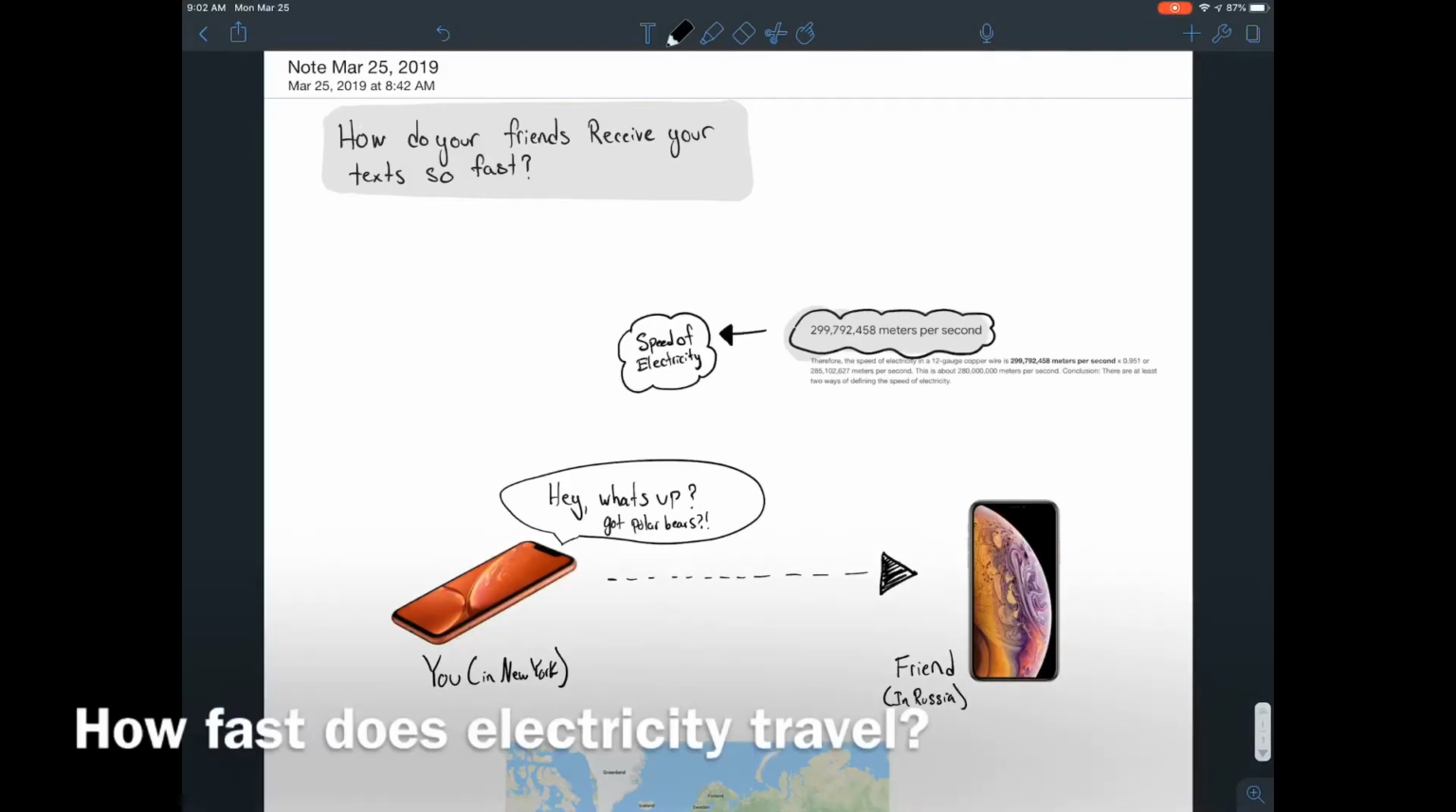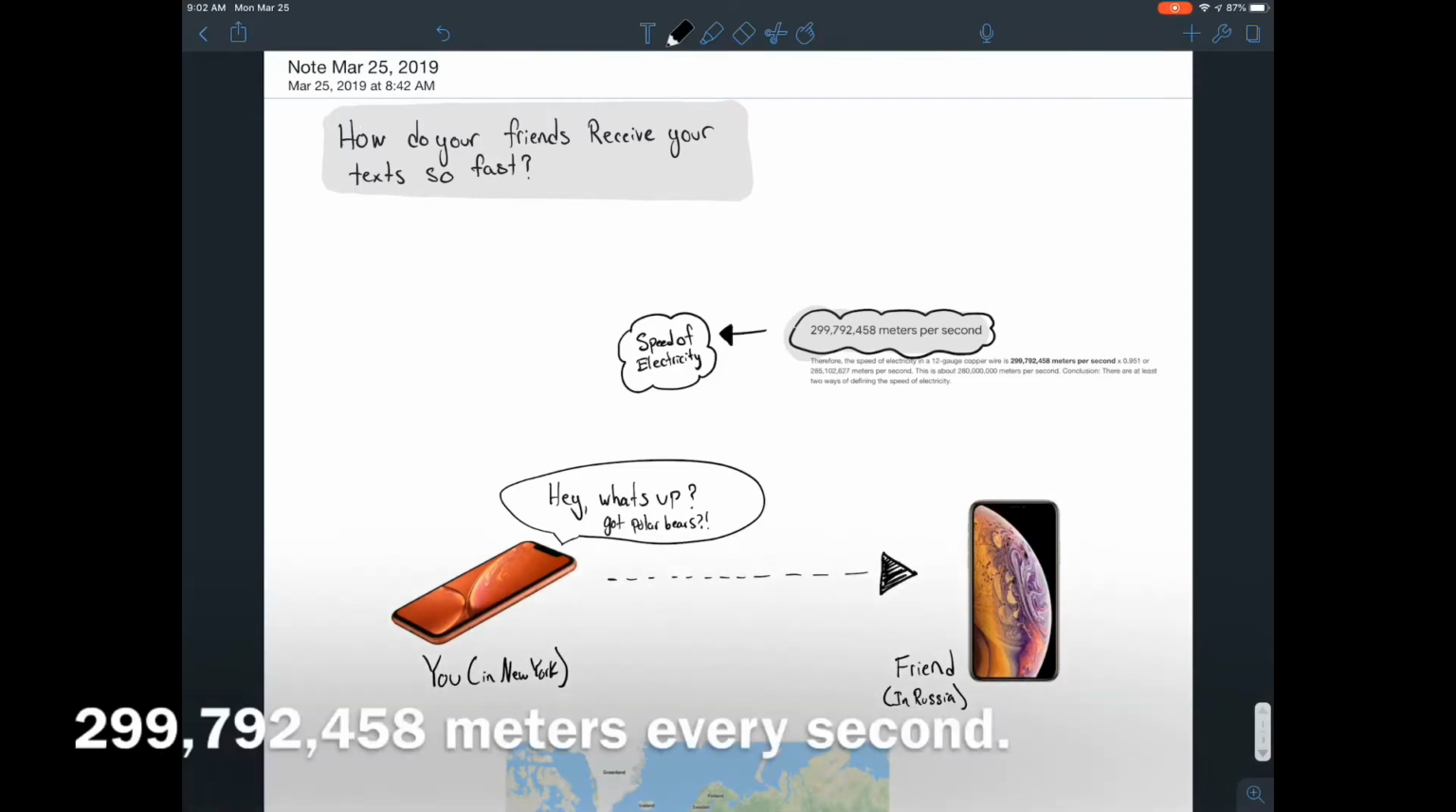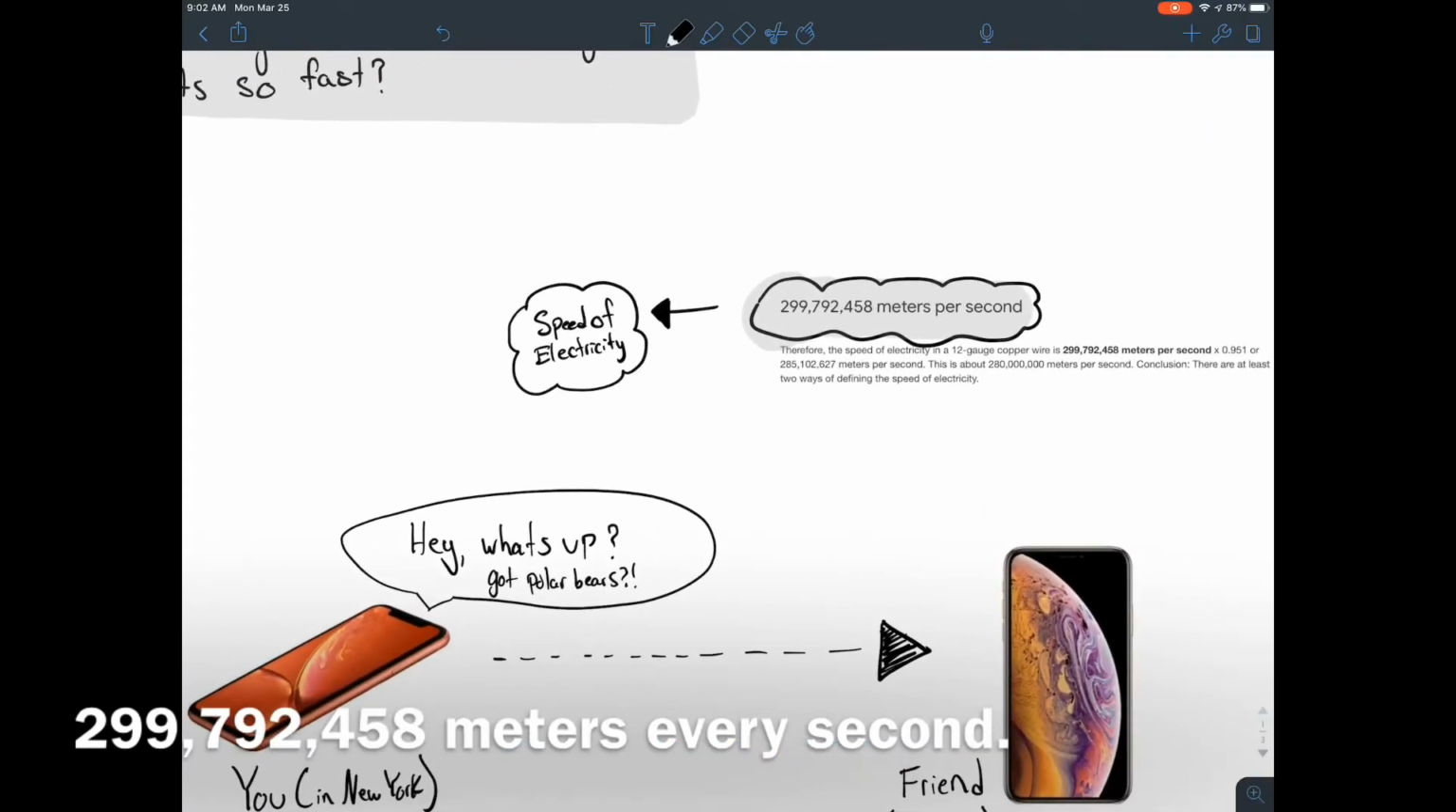So knowing everything we know, how come electricity is able to go so fast? Well, let's take a look at this example I created. So how can your friends receive your text so fast? I looked up online that the speed of electricity is about this fast over here. As a number, that is 299 billion meters per second.